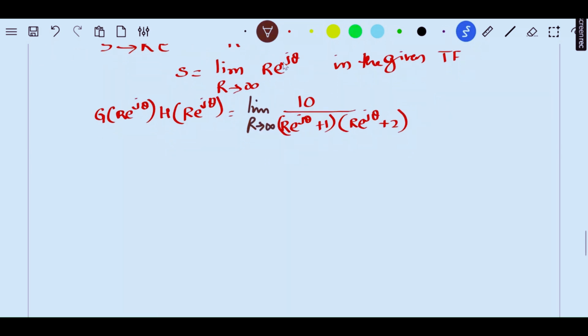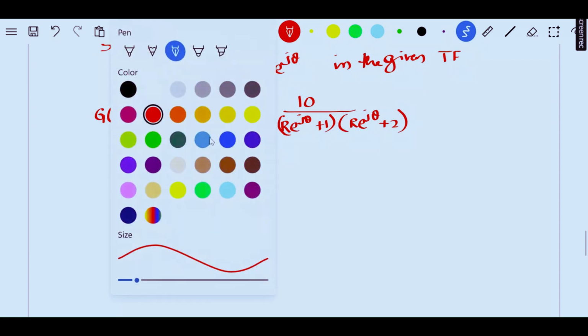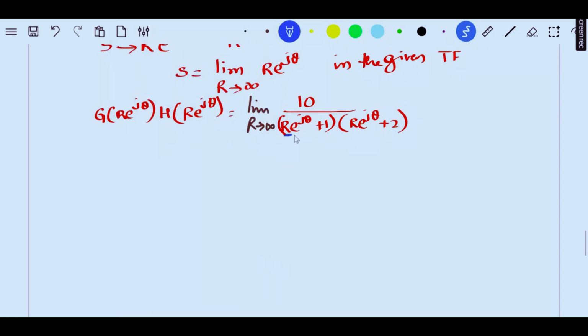Now in this equation, if you see properly, the limit can be applied only to the r term, right? Therefore, I can easily write this as 10 divided by limit r tends to infinity of r into e power j theta plus 1. So plus 1 will go off, because no limit can be applied to plus 1, so that is not required, into limit r tends to infinity. Again here plus 2 will go off because the r term is not there. So r will only be with this.